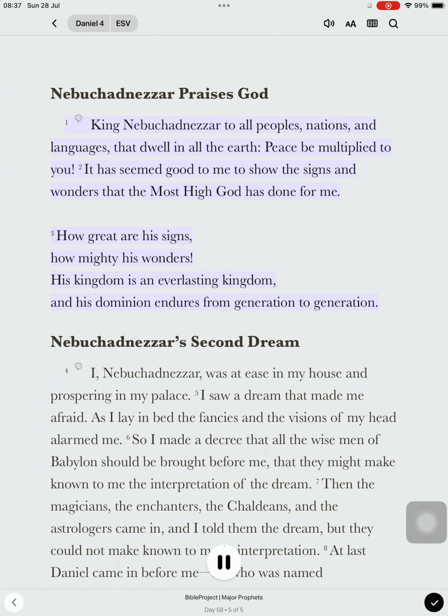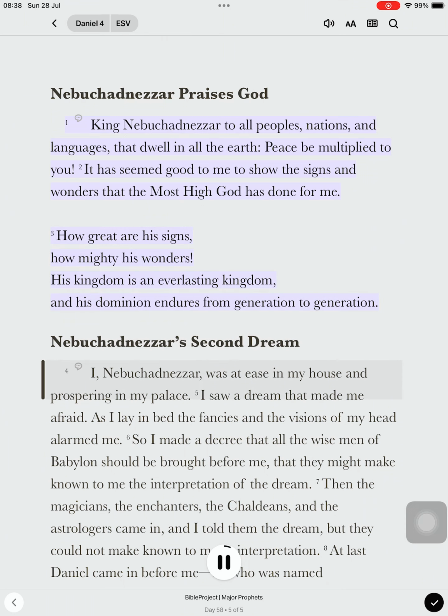Chapter 4. King Nebuchadnezzar, to all peoples, nations, and languages that dwell in all the earth. Peace be multiplied to you. It has seemed good to me to show the signs and wonders that the Most High God has done for me. How great are his signs, how mighty his wonders. His kingdom is an everlasting kingdom, and his dominion endures from generation to generation.